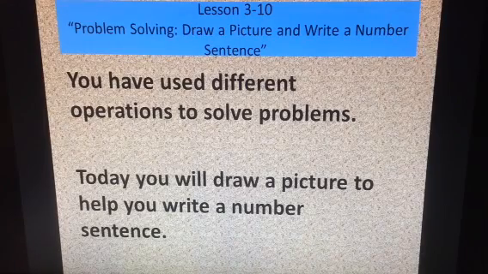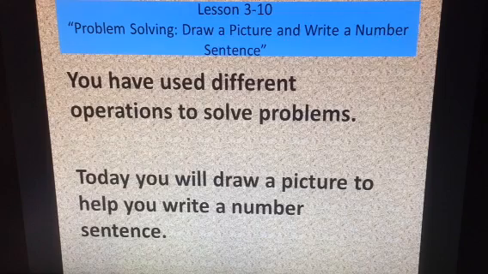Hello, today's lesson is lesson 3-10, problem solving. Draw a picture and write a number sentence. You have used different operations to solve problems. We've done adding, we've done subtracting. Today you will draw a picture to help you write a number sentence.